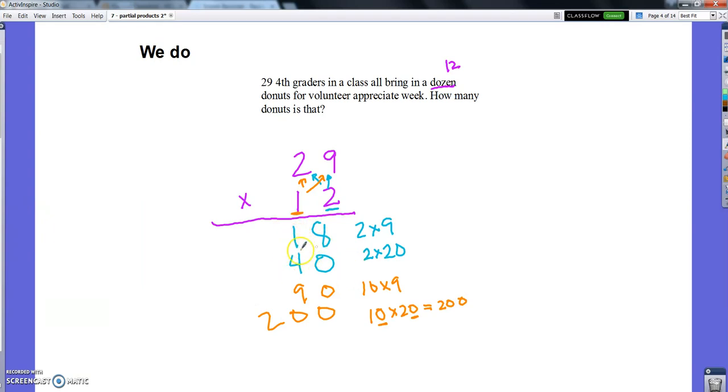Partial product, partial product, partial product, partial product, and I can add them together to get my total product. 8 ones, 13, 14 tens, and 300s. 348 donuts brought for those volunteers. Those are some lucky volunteers. Hope they made some good flavors and good choices. So that's the partial product with a two-digit times a two-digit number.